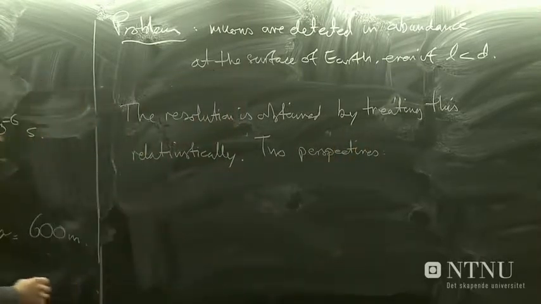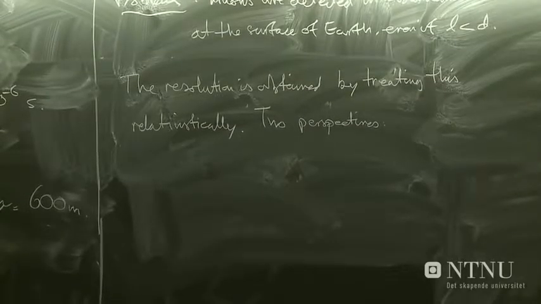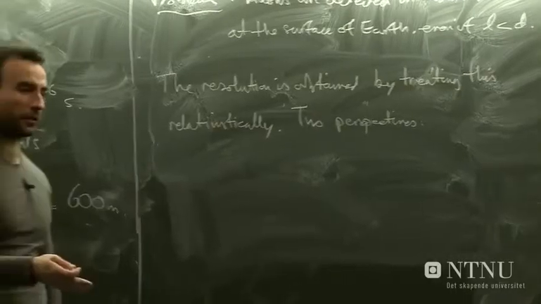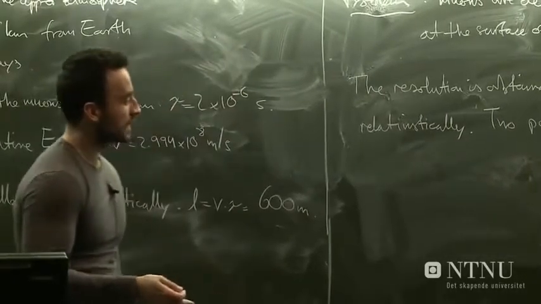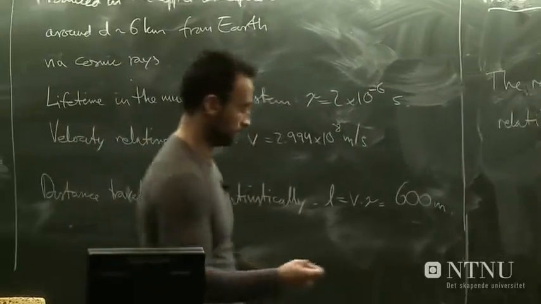So the resolution to this apparent enigma is by considering a relativistic calculation, and there are in fact two ways or two viewpoints we can take. One possibility is to take the viewpoint of the muon.